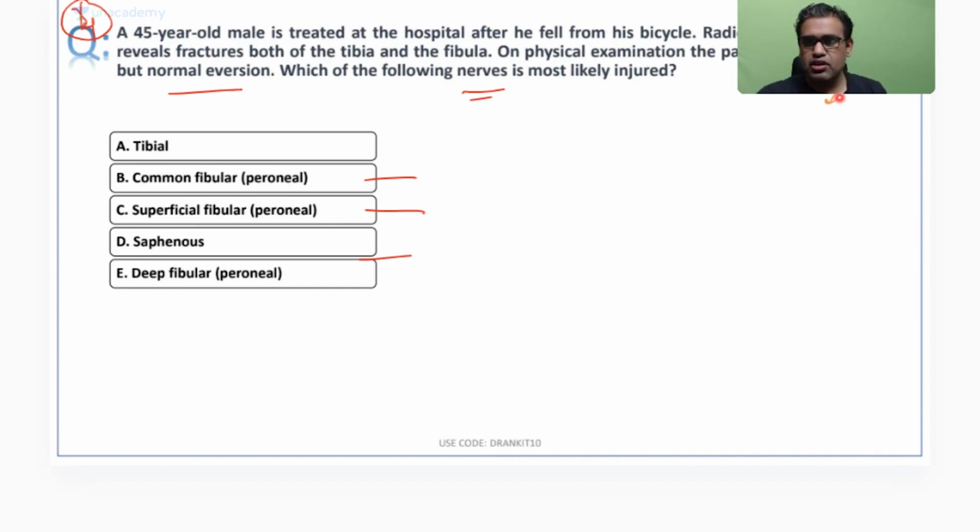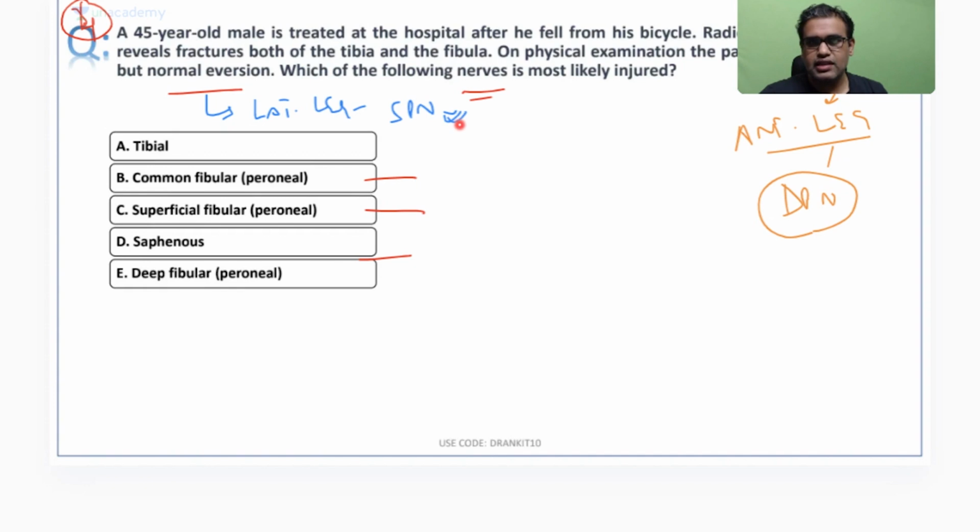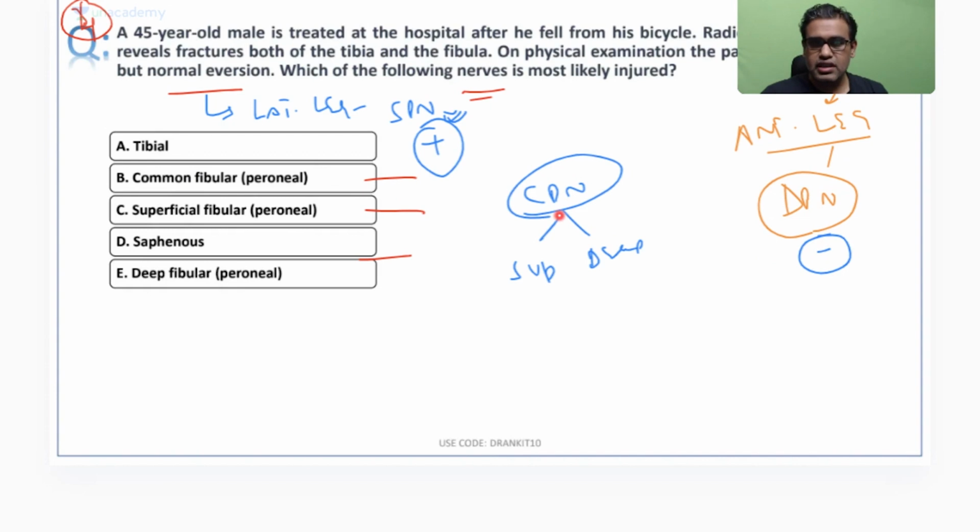The patient has a foot drop. So the anterior leg compartment is affected, with nerve supply by the deep peroneal nerve. Then normal eversion. Eversion is caused by the lateral leg compartment, that is the superficial peroneal nerve. That is fine, it is positive. This is negative. Obviously, the common fibular nerve cannot be the answer, because the common fibular nerve gives rise to the superficial and the deep peroneal, so that cannot be injured. Tibial obviously cannot be the answer either. So the answer is option number E.